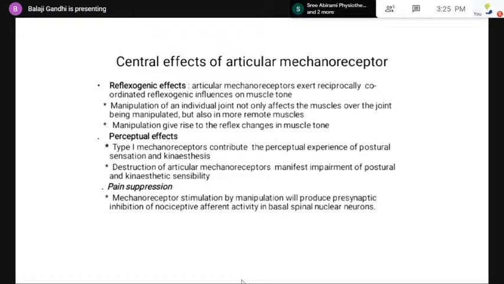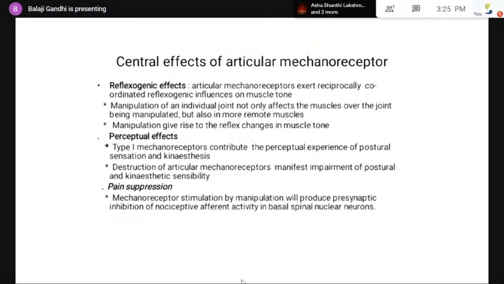As for pain suppression, mechanoreceptor stimulation by therapy or manipulation will produce presynaptic inhibition of the nociceptive afferent activity in basal ganglion nuclear neurons.